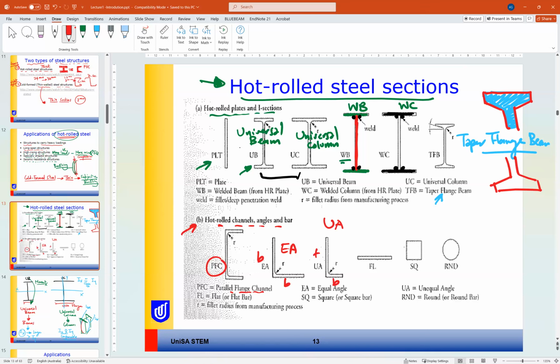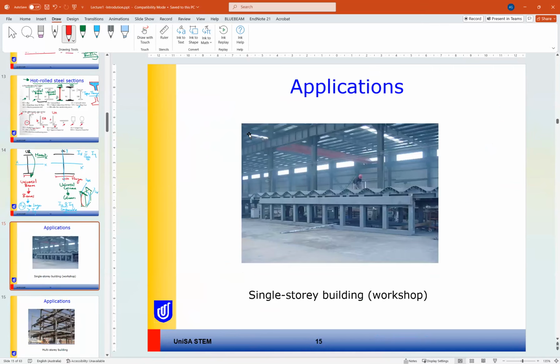We have also flat bar. We have also square section, square solid section, and we have also rounded solid section or rounded bar. So all these are bar sections for the hot rolled steel. Okay, so these are the common cross sections available in the market for hot rolled.